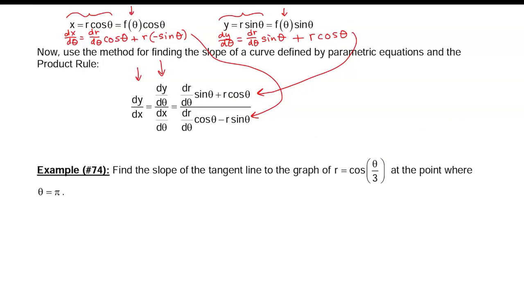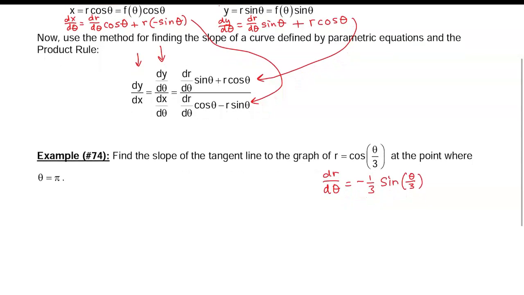We'll use number 74 from the book. Find the slope of the tangent line to the graph of r equals cosine theta over 3. What I'll need from this information is dr d theta. So I'll start with getting dr d theta, and that will be negative 1/3 sine of theta over 3. I'm going to use dr d theta in the formula for the derivative up above.